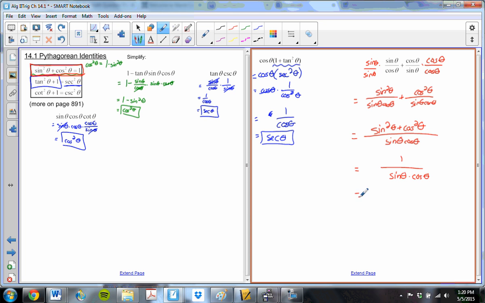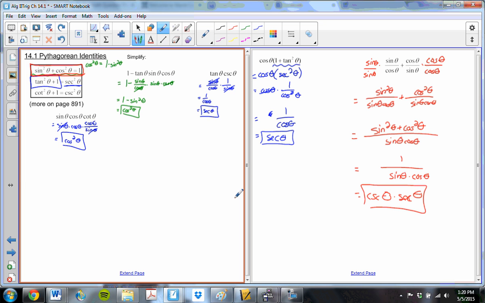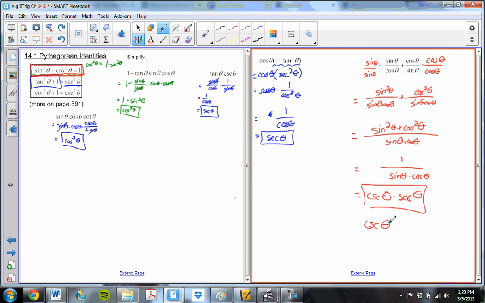But 1 over sine is cosecant, and 1 over cosine is secant. So it's cosecant theta, secant theta. And this one's a bit less gratifying because you don't end up with just one trig function, you actually have 2 of them. Cosecant theta, secant theta. But that's okay. It's still simpler than what we started with.